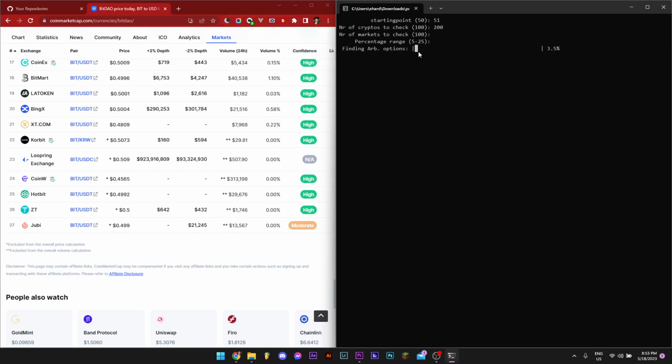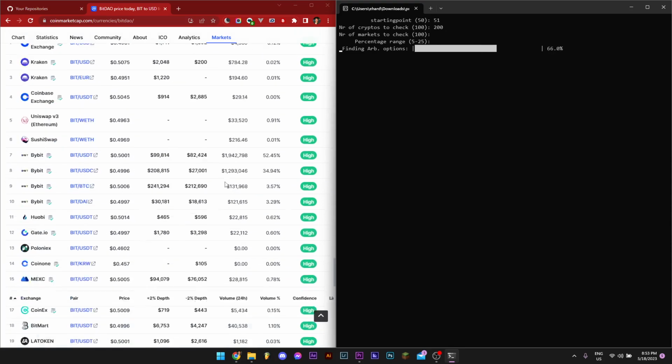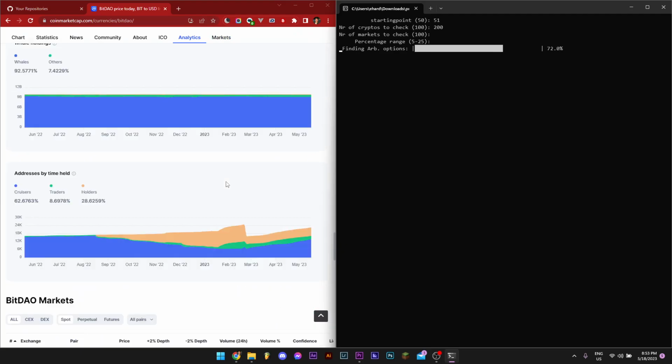And now it starts scanning all these cryptos. In this case, it checks 200 cryptos, and for each one of those, it will check all 100 markets and their prices, and calculate the difference if there are any arbitrage options. So let's wait a bit for the results, and then we'll check if they are legitimate.